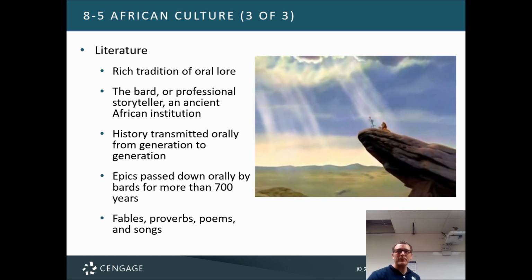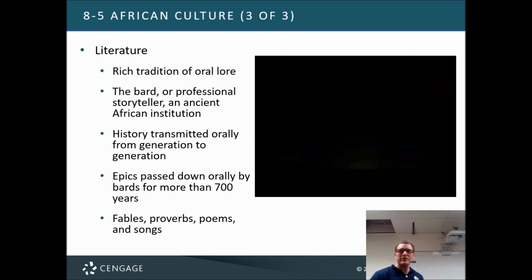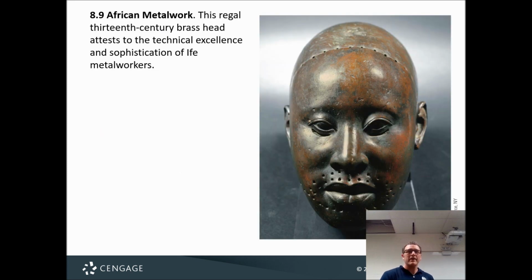So I just thought that was cool and wanted to share it. So by way of closing, I want to show you just a few more artifacts here. So this is entirely made from iron. And of course, this predates European exploration by hundreds of years. It just shows the technical excellence and sophistication here.